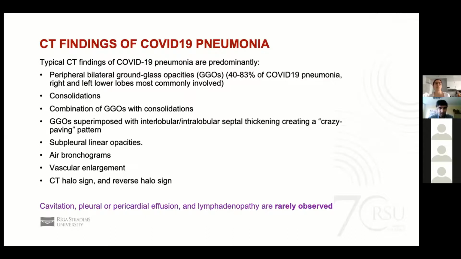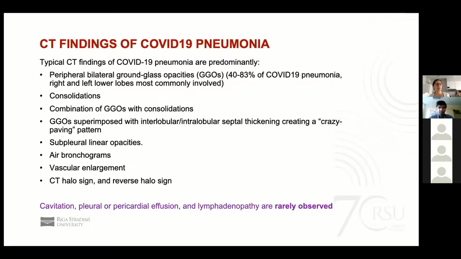So it's like a combination of different kinds of radiological patterns, and also subpleural linear opacities, which means that the opacities, like this whitish grayish area, are located in the outer areas of the lung. I will show how it can look if there is a picture.